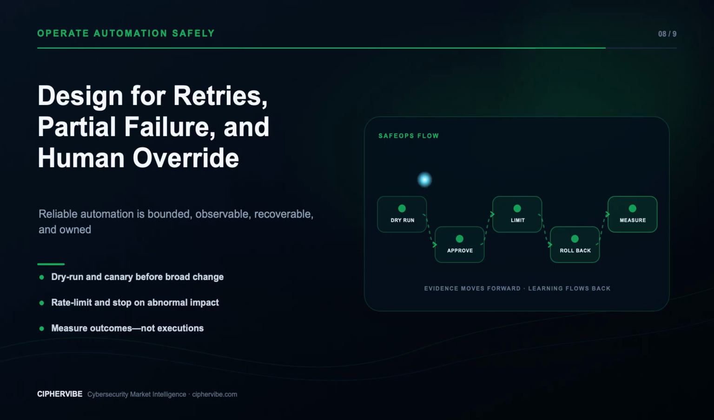Provide a dry run mode that calculates the intended scope and changes without applying them. Test in a sandbox, then a canary set, then expand gradually. Define maximum targets, maximum changes, maximum data volume, time budgets, and failure thresholds. Stop automatically when observed impact exceeds the plan.